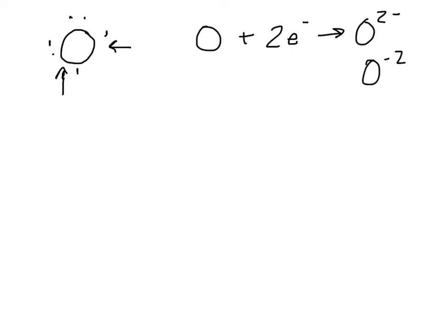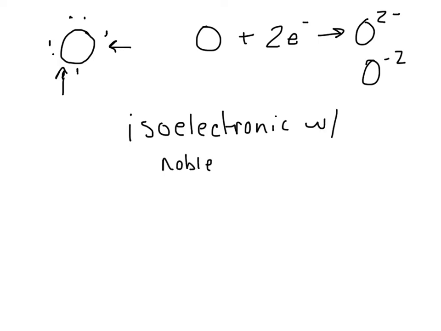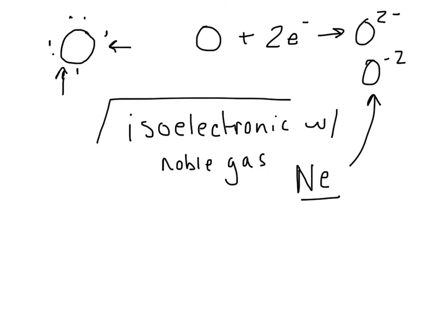Now, that makes it isoelectronic with the noble gas, what? Well, the noble gas that it becomes like when it gains 2 electrons is neon. So neon has the same number of electrons in its outer shell as O2-, or O-2. And that is known as isoelectronic.